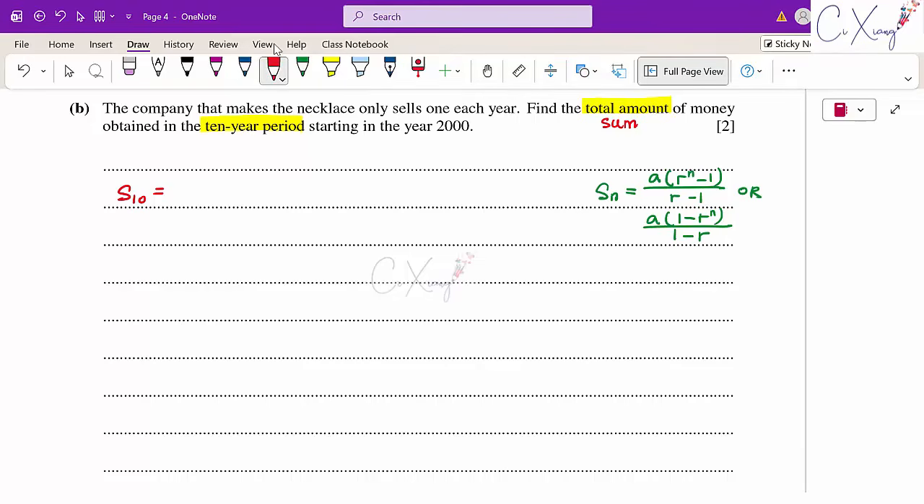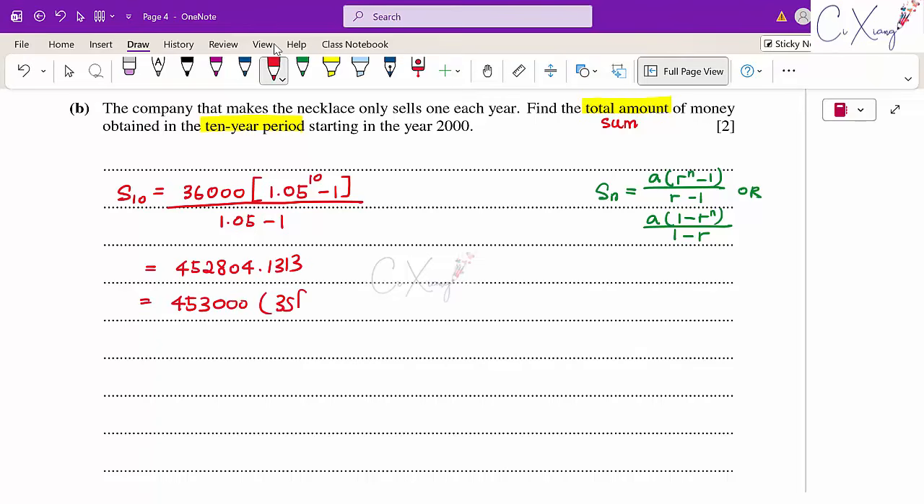So what I am doing here is taking a, where a is 36,000. What is my r? r is 1.05, to the power n. n is 10 in this case, because it is S10. Then minus 1, divided by 1.05 minus 1. Simplify this and you'll get a long answer. Then let us cut it short to three significant figures. Your final answer should be 453,000.